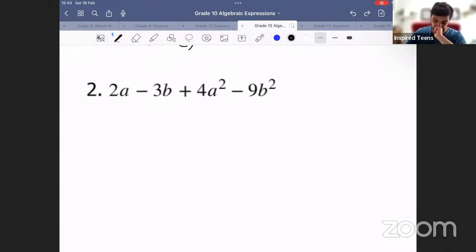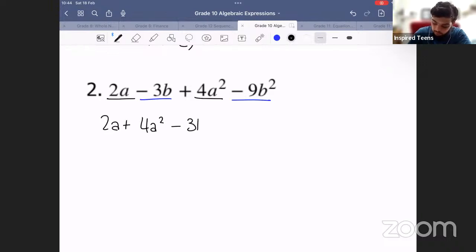Okay, 2a minus 3b. Again, there's nothing common between 2a and 3b, so I need to group it differently. If I group 2a and 4a squared, yes, I can get common factors there. And then I can group negative 3b and negative 9b squared, and I can get a common factor there. So let's do that. I'm going to have 2a plus 4a squared minus 3b minus 9b squared.